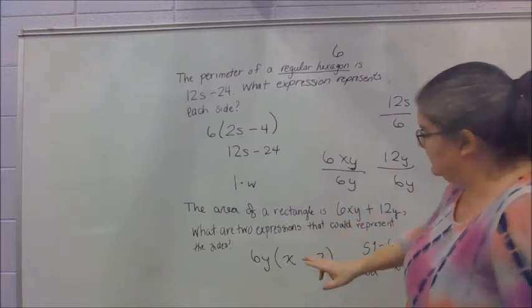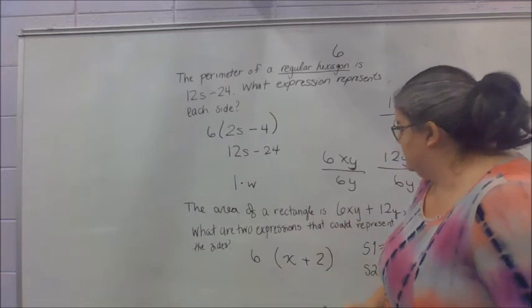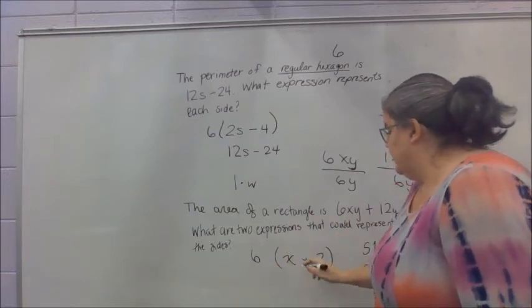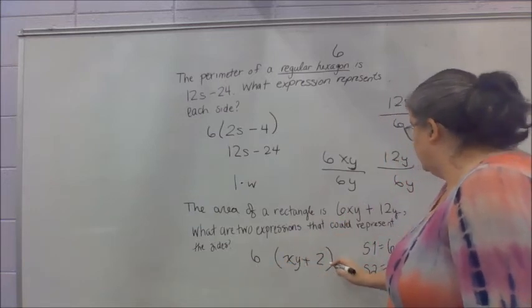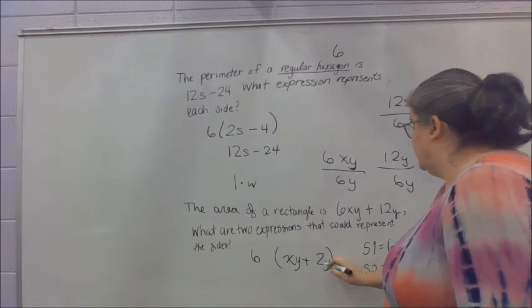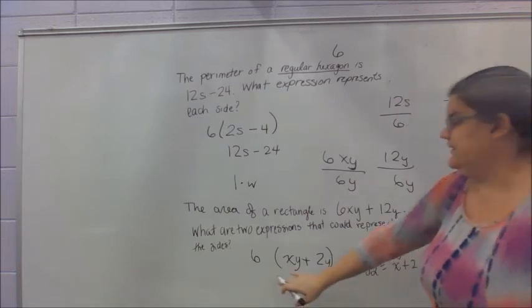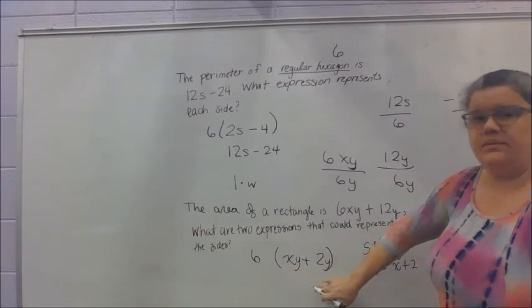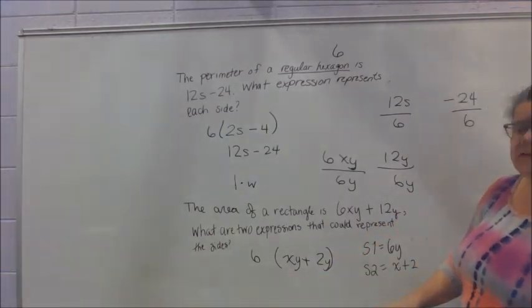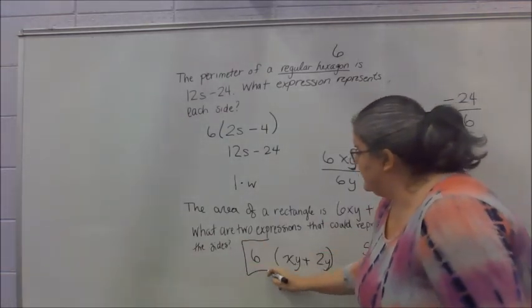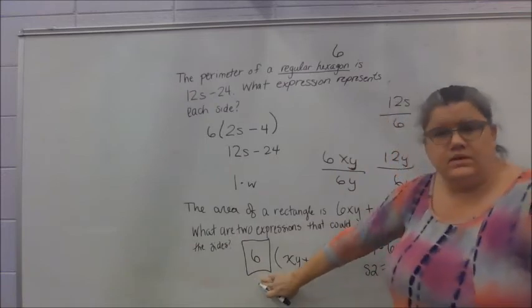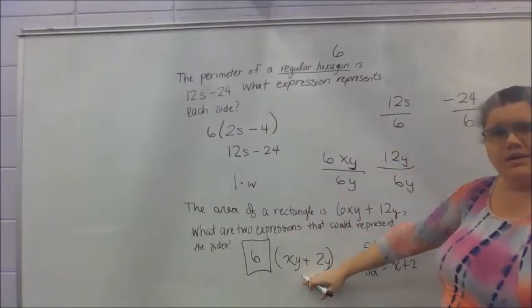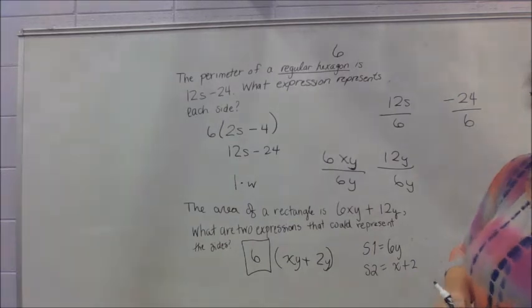Now, if you didn't factor out the y as well, this would be xy here, and this would also need to be 2y. So now my sides could be 6 and xy plus 2y. Those could be my sides. But whatever is outside the parentheses can represent one of the sides, and whatever is inside the parentheses represents the other side of the rectangle.